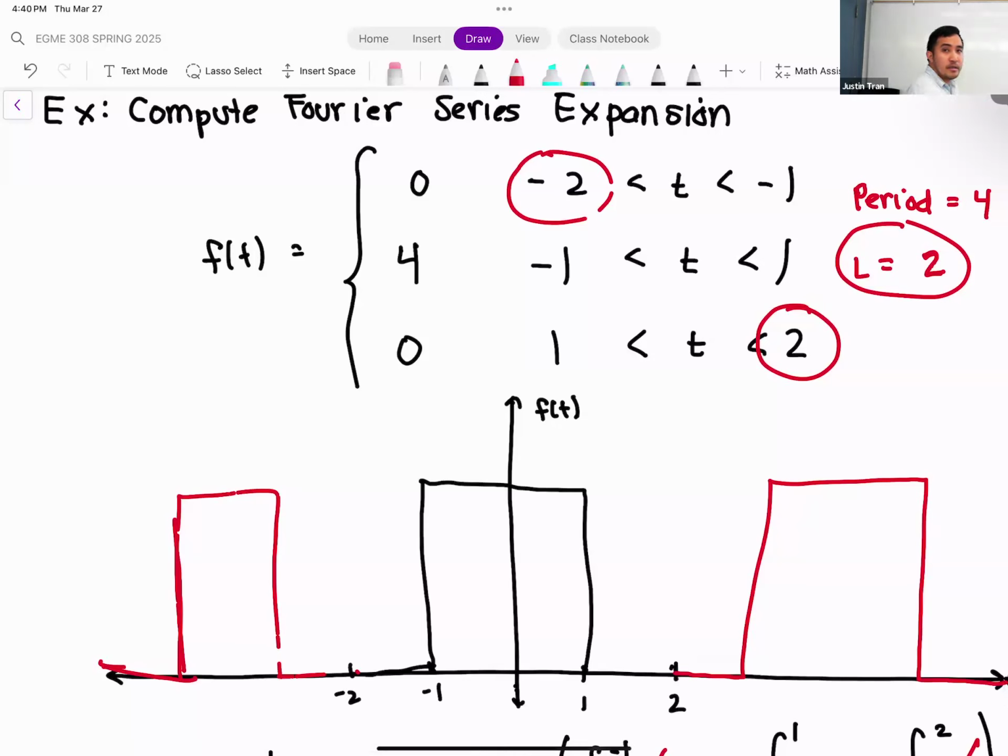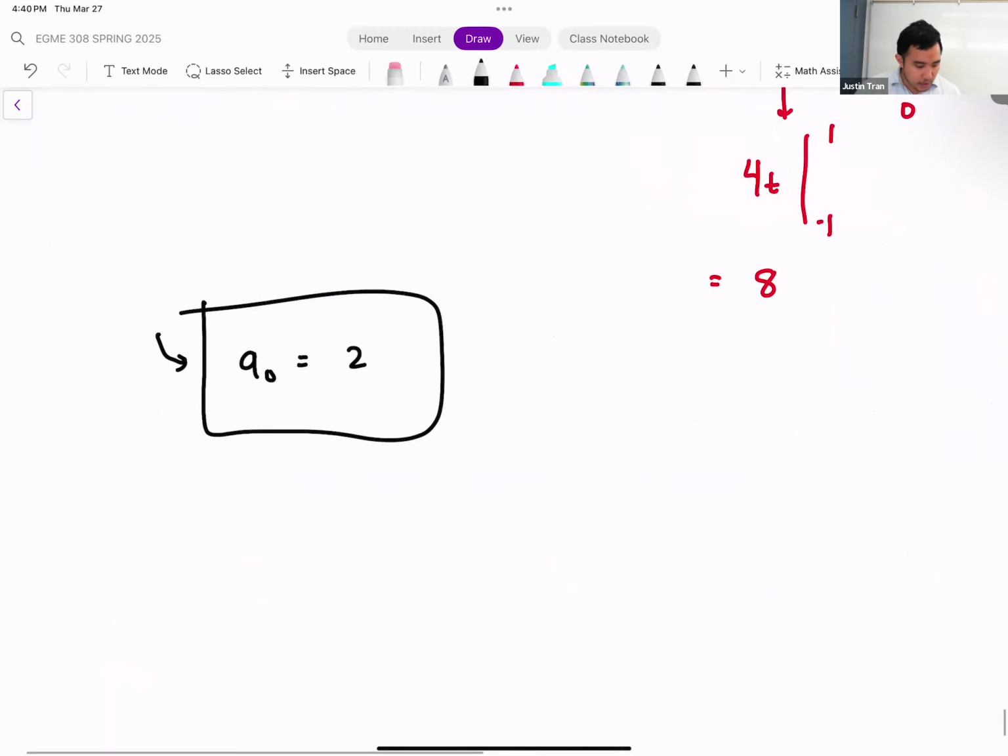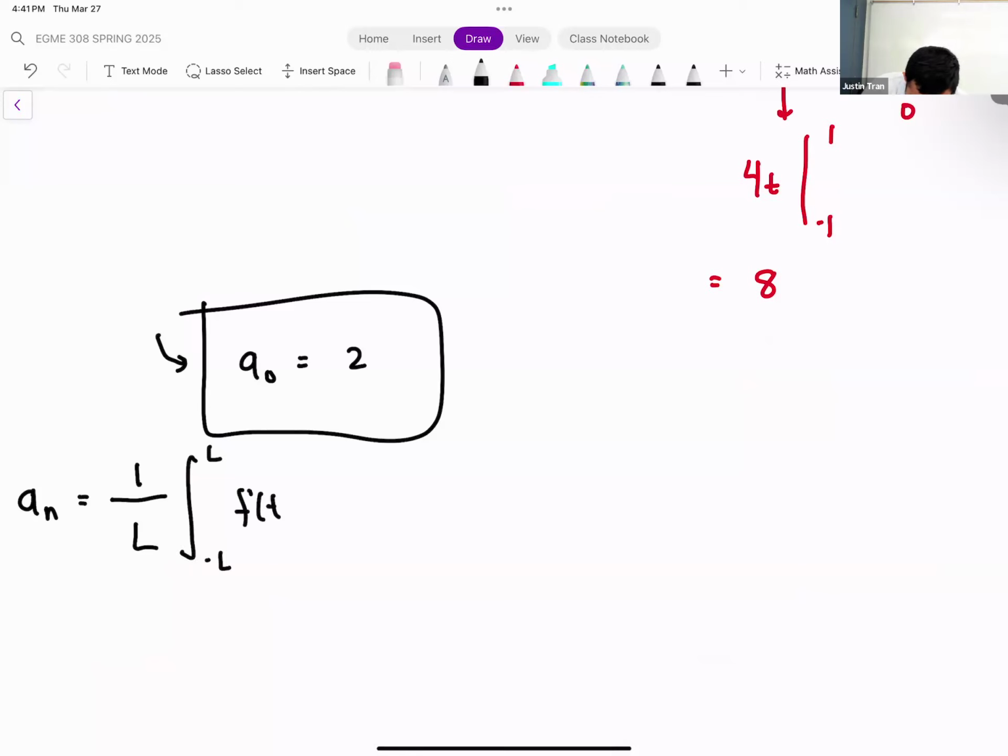Any other questions on this? Okay, let's keep going. The next coefficient that we have here is AN. Let's plug into the formula here. We have 1 over L, integral from minus L to L of f of t, cosine of n pi t over L dt.